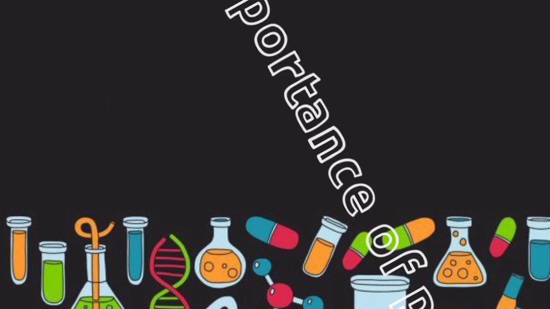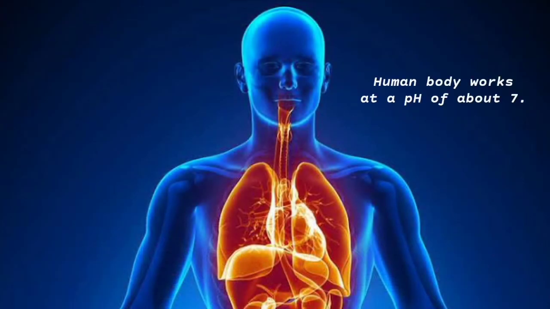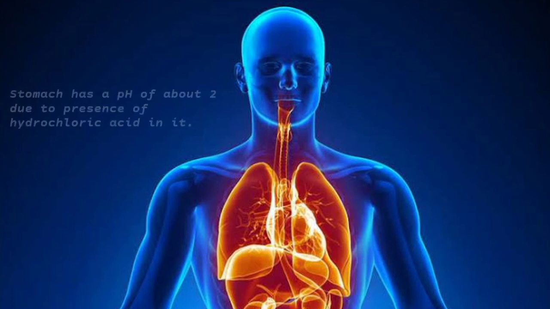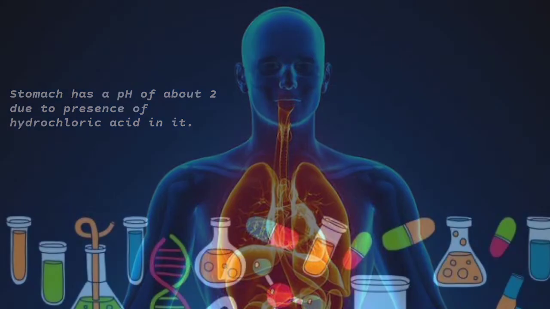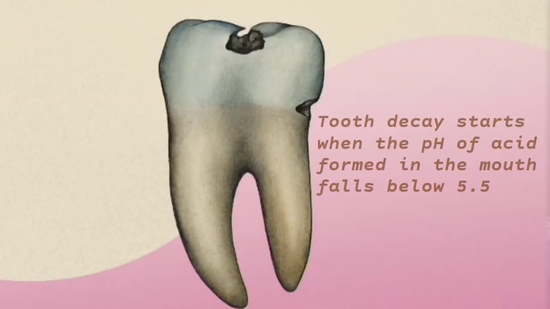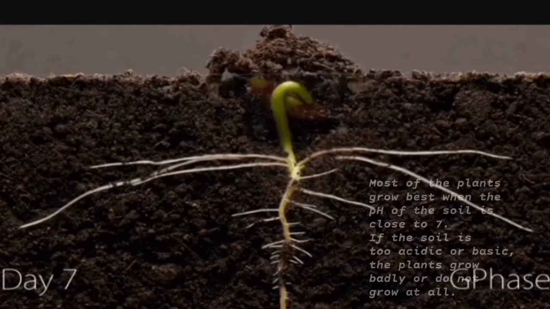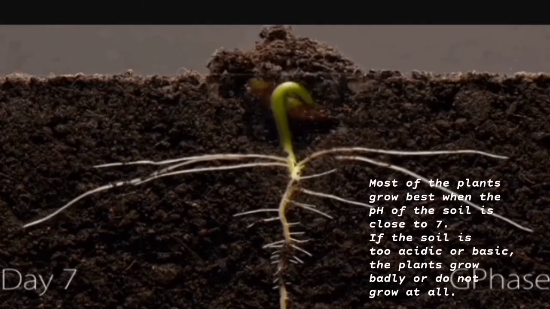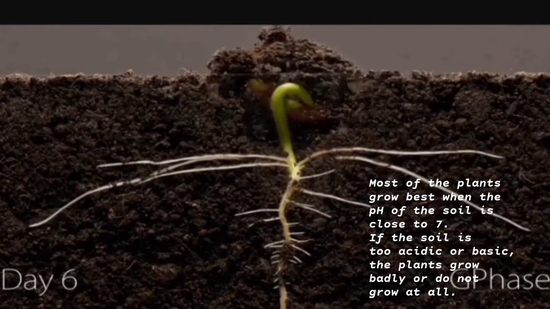Importance of pH. The human body. Now, human body works at a pH of about 7, which is a neutral pH. Stomach has a pH of 2, which is acidic due to HCl present in it. The tooth starts to decay when the pH of acid formed in the mouth is below 5.5. Now, plants. Most of the plants grow best when the pH of the soil is close to 7, that is neutral pH. So, if the soil is too much acidic or basic, the plant's growth will be affected. It will grow badly or it will not grow at all.